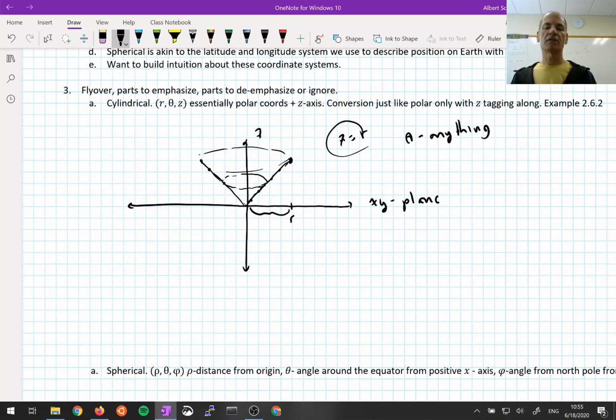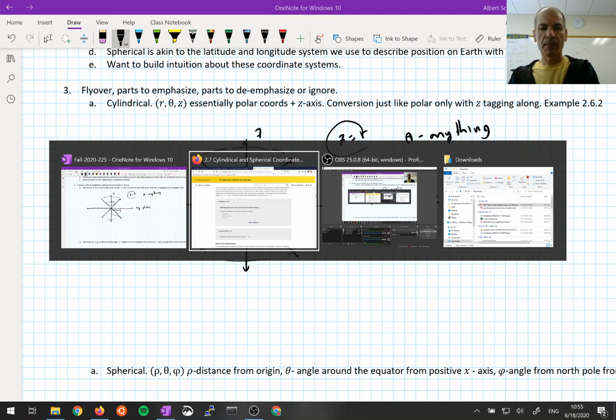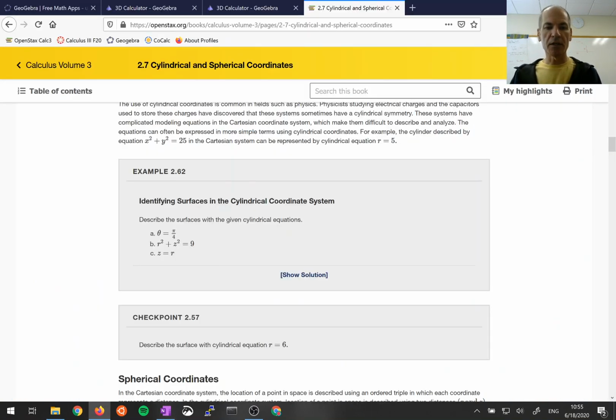And what you're beginning to see traced out here is the upper part of a cone, a circular cone. Now, if we allow for r to be negative, then in fact we can get the lower part of the cone as well. And this particular equation, z equals r, is a cone.